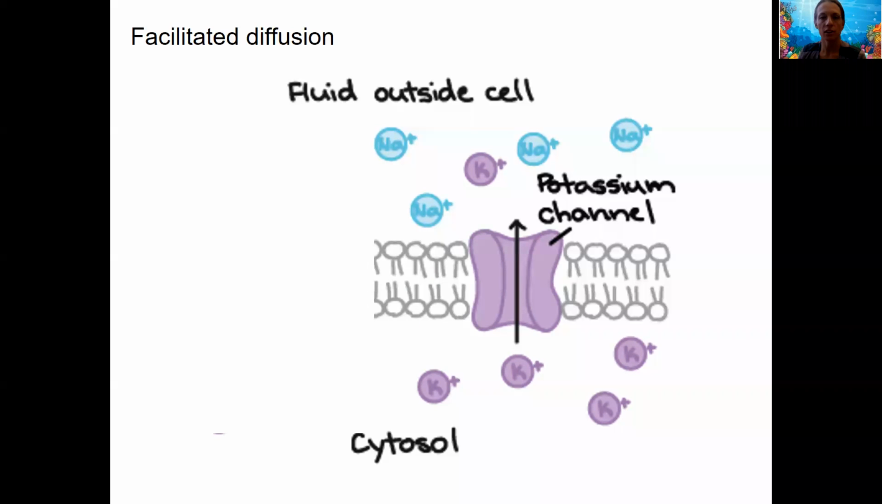So in this case here, we've got high potassium inside the cell and low potassium outside the cell. Potassium is going to be able to move spontaneously from the inside to the outside. It needs this protein here to do it because it can't pass across the phospholipid bilayer, but it's going to do this spontaneously because of the concentration gradient. Potassium channels are really important, and this is the direction potassium usually moves.